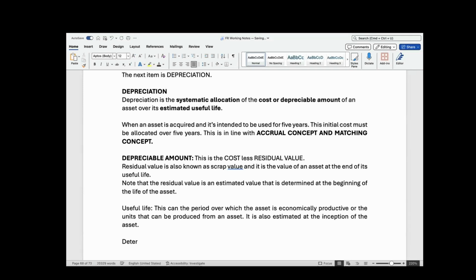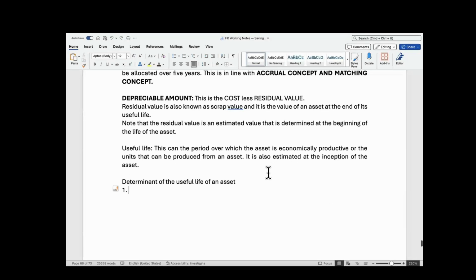So again, how do you determine the useful life of an asset? What determines what the useful life of an asset can be? You see, you could have the useful life of a similar asset.